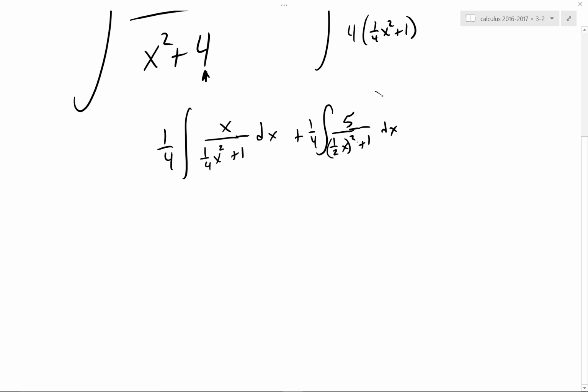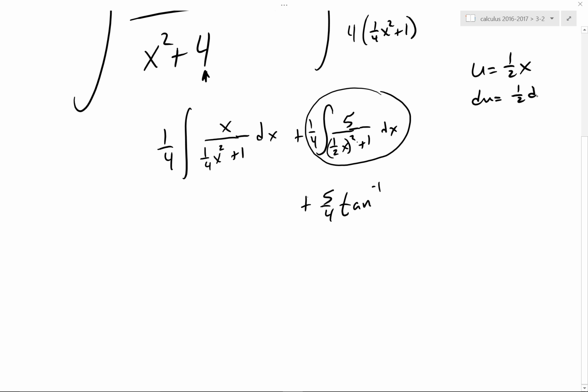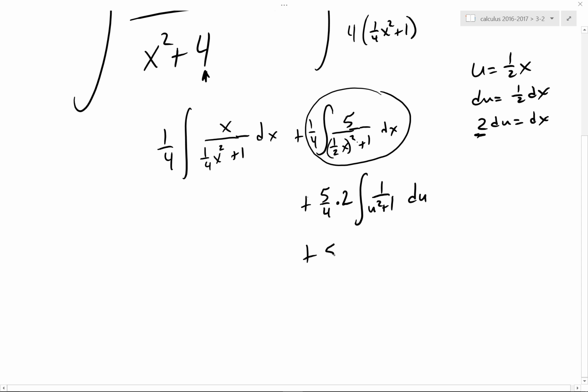Now, I feel like this one is an arctangent. So it's going to be 5/4, obviously, arctangent of, okay, but what's going to happen here? You need to let u equal 1/2 of an x. Du then is equal to 1/2 of a dx, yes? So I have 2 du's is equal to a dx, correct? So I'm going to have, this 5 comes out front, so 5/4 times 2 from right here, yes? Du, and then of course it's 1/u squared plus 1. So that's going to be 5/2 arctangent of 1/2 of an x, yes?